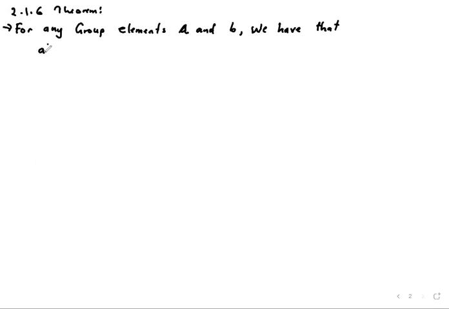It says for any group elements, small letter A and B, we have that (AB) inverse is the same as B inverse A inverse.